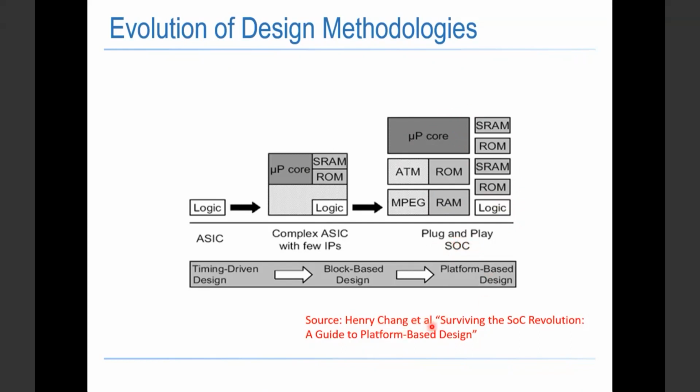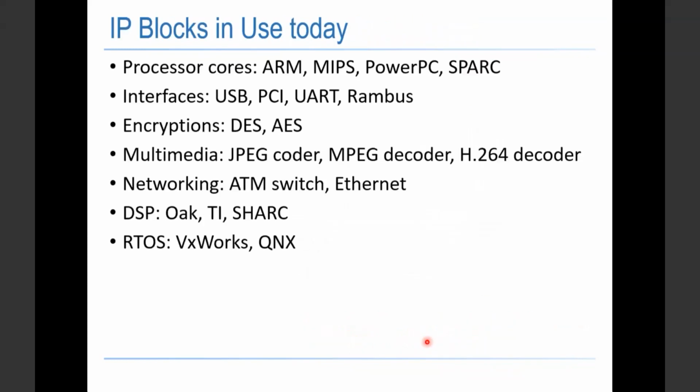You can find more details on this part in this book, Surviving the SoC Revolution, a Guide to Platform-Based Design. So here is the list of the IP blocks that are used today. First we look at the processor cores. Inside of this processor cores, it has the ARM IPs, MIPS, PowerPC, and Sparc. All of the processors are inside of this processor core. You can pick whatever processor that you're going to use.